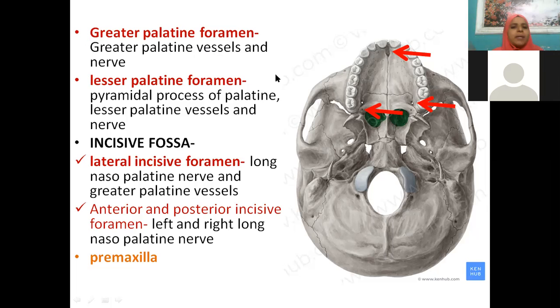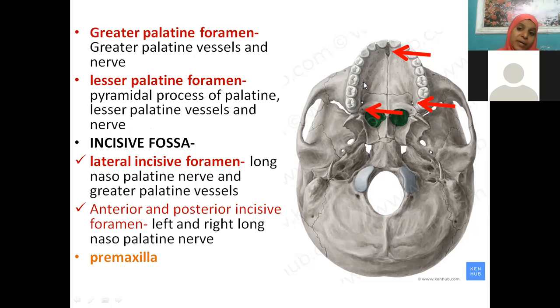vessels. Whatever the name of the foramen, the same structures. Behind this red arrow is the greater palatine foramen. Behind it, one small hole, the lesser palatine foramen. Same thing, lesser palatine vessels and nerves. I said this area is the incisive fossa. Actually, the greater and lesser palatine vessels and nerves enter through this foramen.